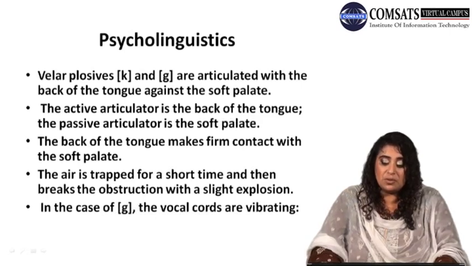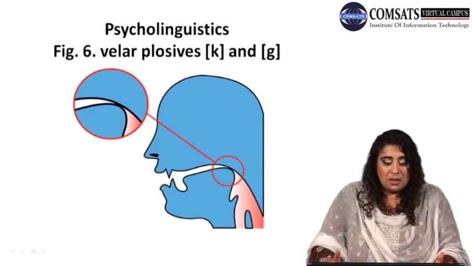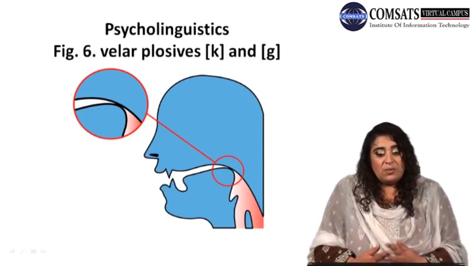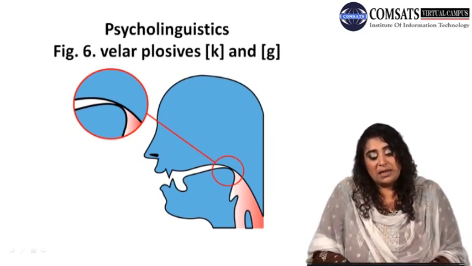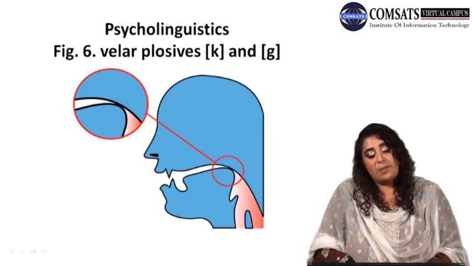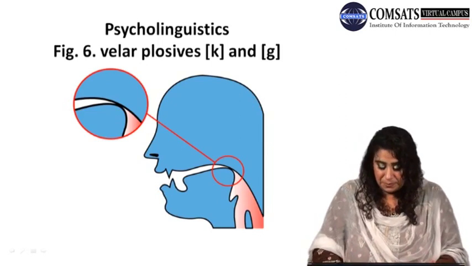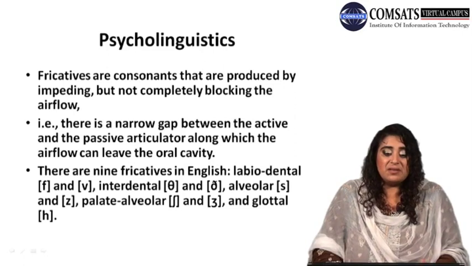In case of G, the vocal cords are vibrating. Once again, you can see velar plosives, K and G, how the diagram explains very clearly how the back of the tongue is touching the upper palate, soft upper palate. Okay, now fricatives.